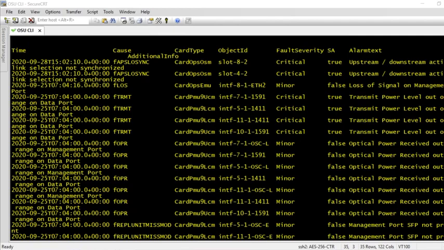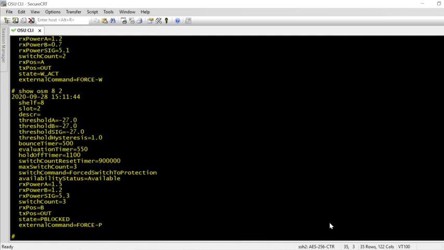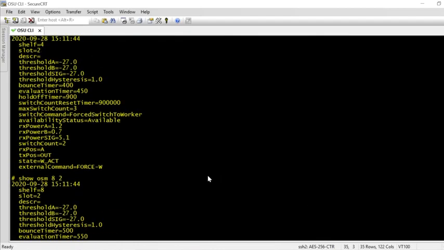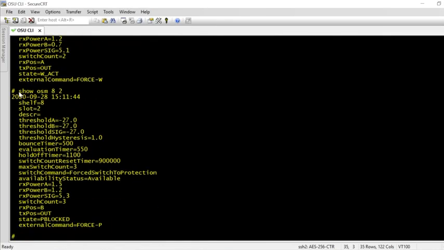So both OSMs are raising the same alarm, meaning that they have been somehow forced to operate on 2 different sides of the ring. Let's confirm by checking their properties. Show OSM 4.2. Show OSM 8.2. At least 2 issues can be highlighted. First, as reported on the alarm list, the OSMs are working on 2 different legs. OSM 4.2 on the main. W stands for working, while OSM 8.2 on the spare.